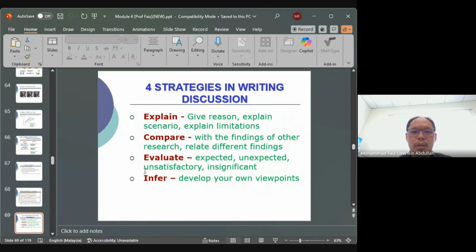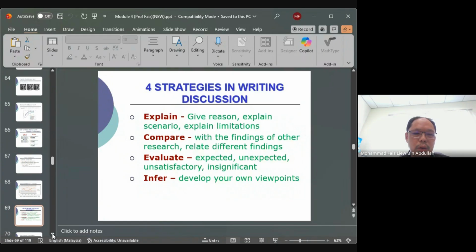Okay, so this is so important, because the panel wants to see your viewpoint on how you evaluate the output result of that system, or the output result of the data that you have collected.